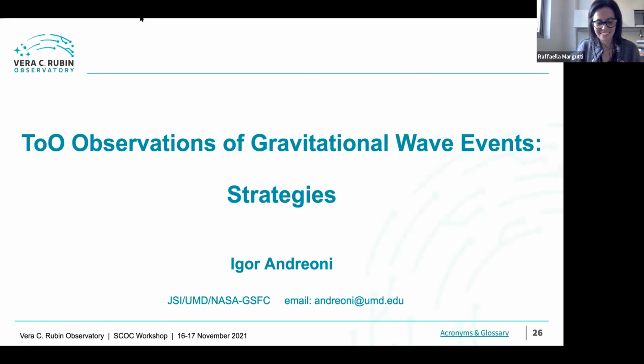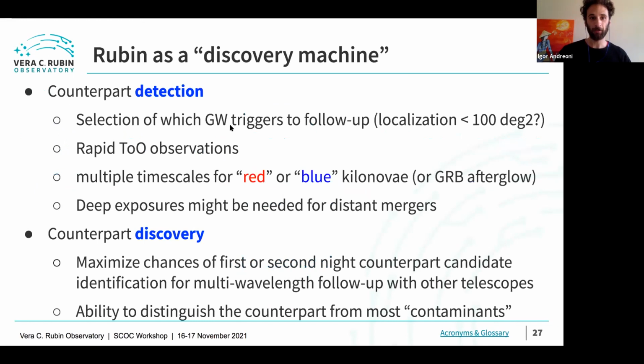I would like now just to say a few words that complement Rafaela's presentation, basically trying to say how can we achieve these objectives. Next slide. In practice, if we want Rubin to be a discovery machine, how can we make that happen? In our view, the main step probably is the detection of the counterparts. Very simply, we want some photons from the counterpart to be detected by Rubin so that they can be used to do any type of science.